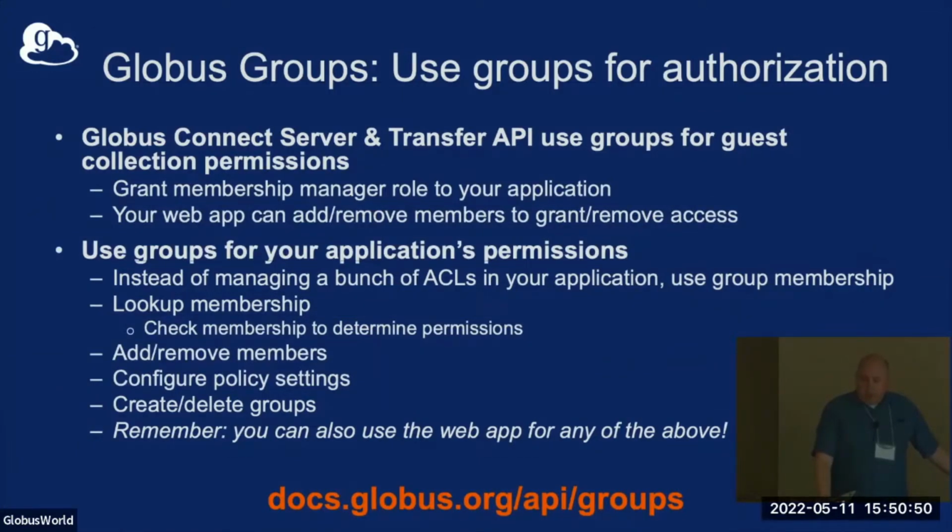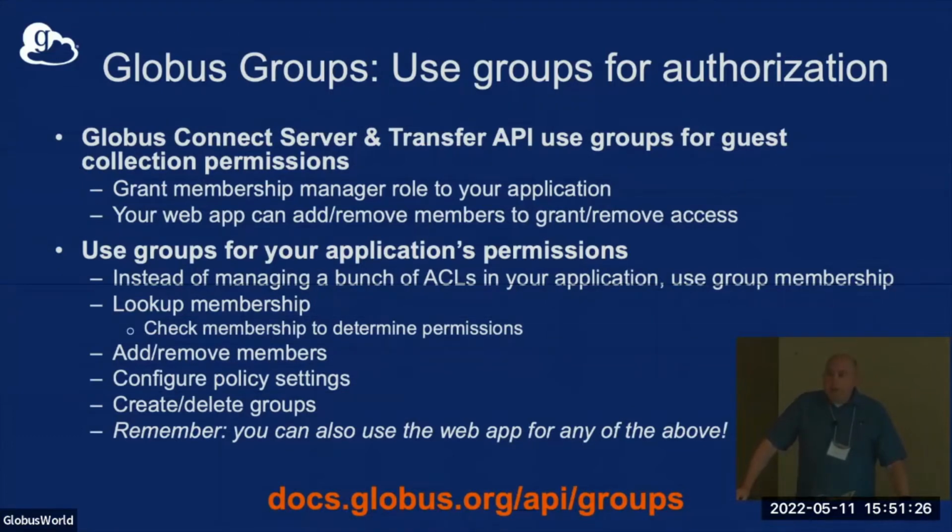So Globus Connect Server and the transfer API already use groups for guest collection permissions. If you create a guest collection on your GCS v5 endpoint, or a shared endpoint, or a share in GCS v4, you can set an access control. You can set an ACL that gives permissions to a group. So it's already built into transfer and GCS.